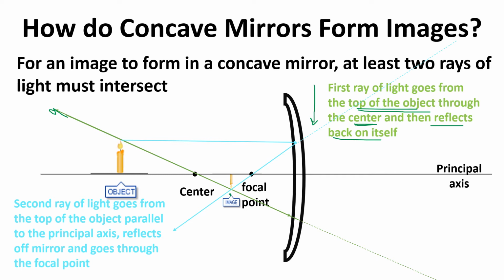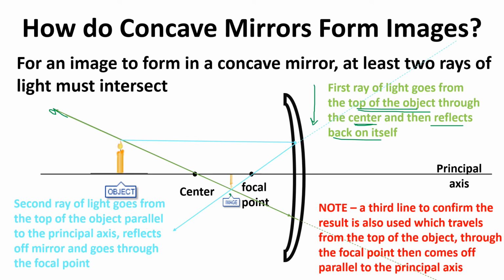Now I do want to note that there's also a third line that occurs with these diagrams. And it just sort of confirms what you already know from the first two. So this one's going to travel from the top of the object through the focal point, and then it's going to come off the principal axis parallel. So let's see what that looks like. So, top of the object through the focal point and then reflects back parallel to the principal axis.